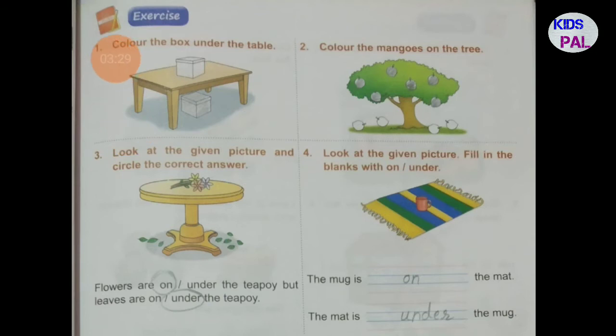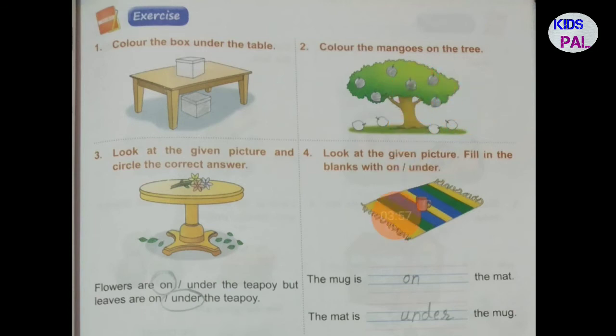Here a few more exercises are given regarding on and under. First one, color the box under the table. Which one is under? Show me. Yes, this one down is there, no? That is under. Below the table is called under. So color this box.